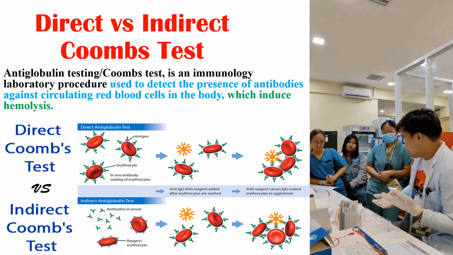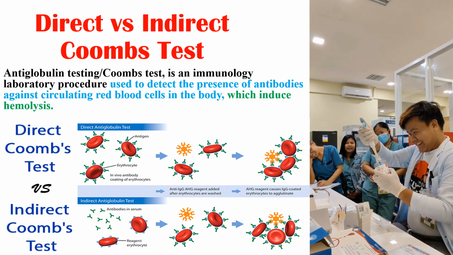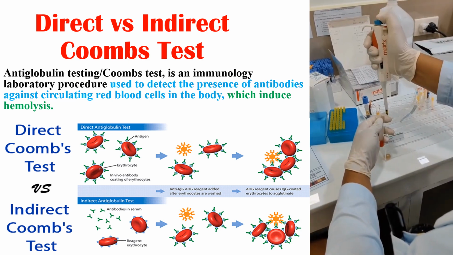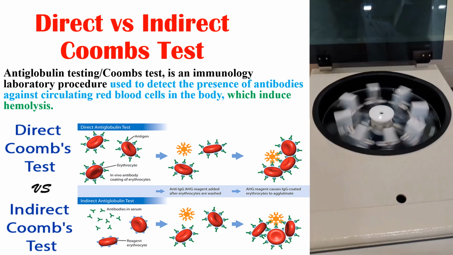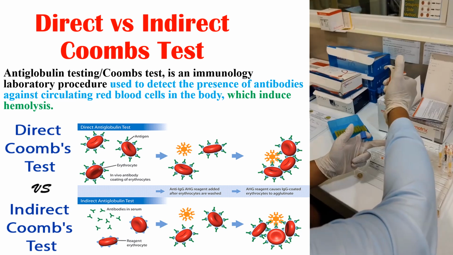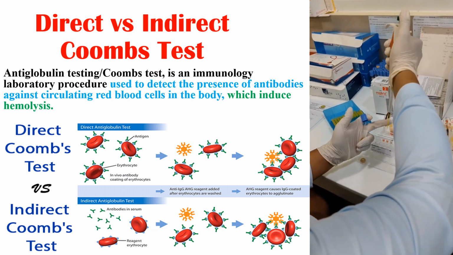Definition, differences, and the uses of direct versus indirect Coombs test. The Coombs test, or antiglobulin test, is an immunology laboratory procedure used to detect the presence of antibodies against circulating red blood cells.